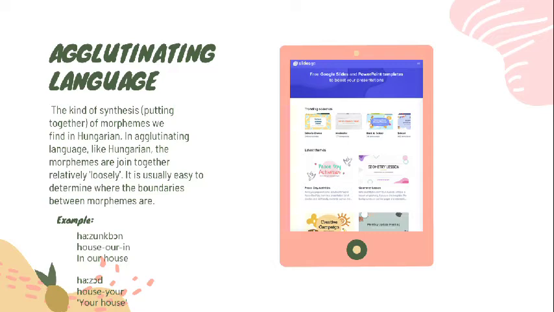And the next material is about agglutinating language, the kind of synthesis, putting together of morphemes, we find in the Hungarian language. In agglutinating languages like Hungarian, the morphemes are joined together relatively loosely. It is usually easy to determine where the boundaries between morphemes are. For example, from Hungarian, "hazungban" means in our house, and "hazadi" means your house.